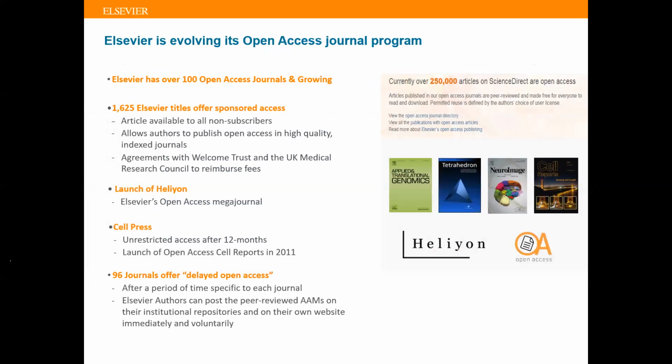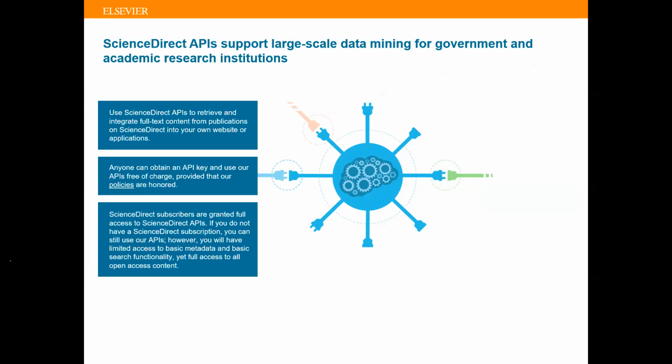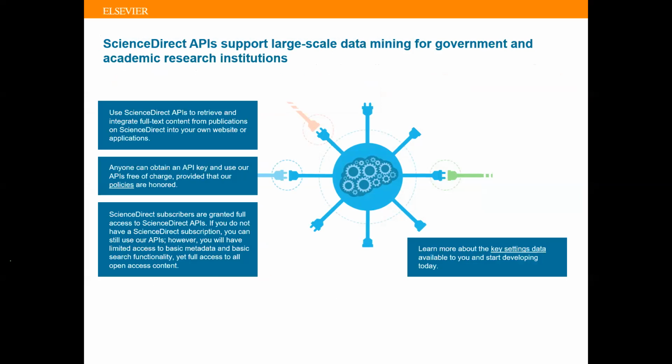We are also evolving our open access journals so that you're actually able to browse through content in a better way. For librarians, we also provide libraries with the support of ScienceDirect APIs so that you're able to retrieve and integrate full text content from publications into your own website or institutional repository.